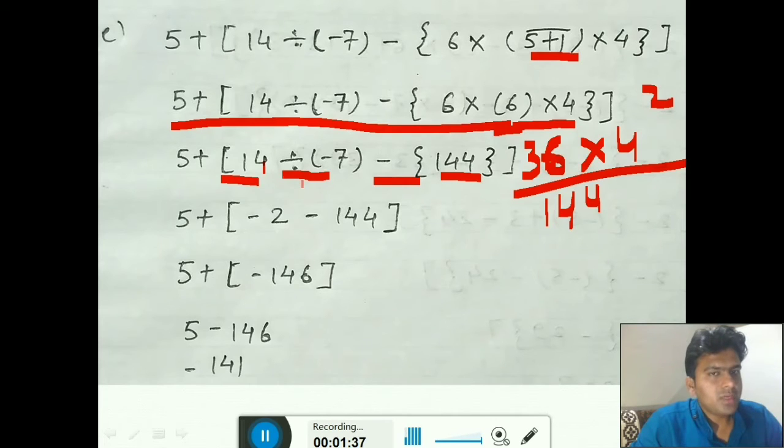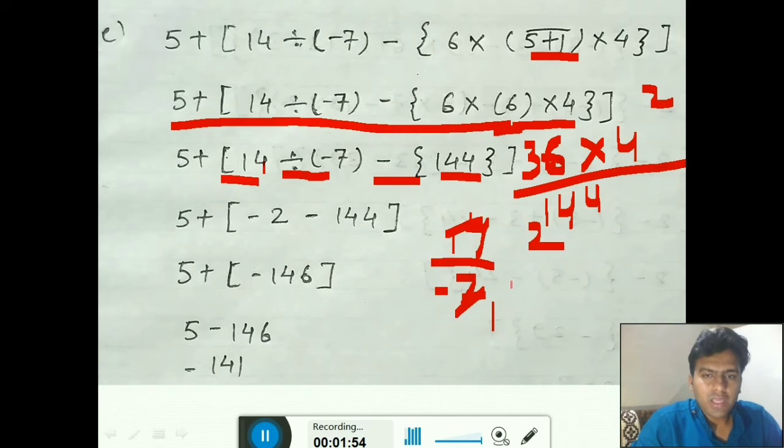According to the BODMAS rule, when we divide 14 by minus 7, 7 ones are 7 and 7 twos are 14. Okay, and the sign is minus, so plus and minus becomes minus. So like this we got minus 2 here. Now we have to solve this bracket. Both signs are minus here, so we have to add minus 2 and 144, which is equal to 146, because the signs are the same, so we add the numbers.